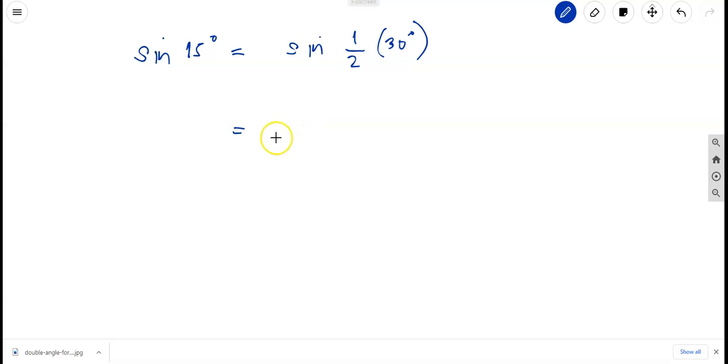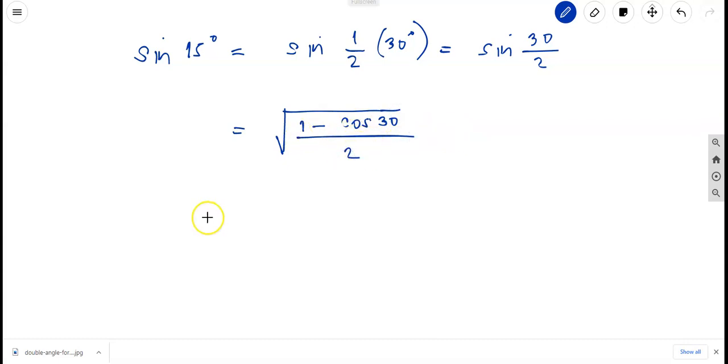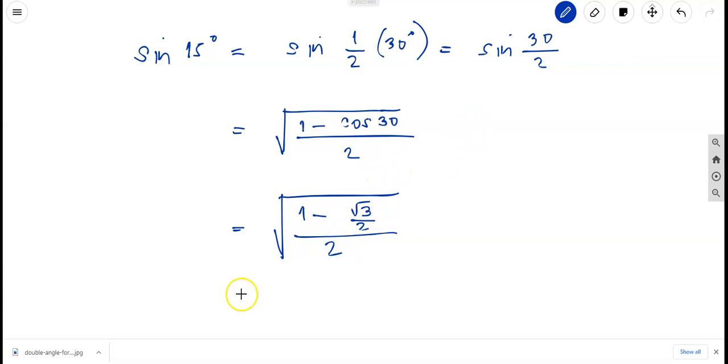So sine is equal to the square root of, and since this is in the first quadrant, we use positive, 1 minus cosine 30 degrees, because in the half angle formula u over 2 is 15, so u is 30 degrees, all over 2. Going back to the unit circle, cosine 30 is square root of 3 over 2. Therefore, 1 minus square root of 3 over 2, all over 2.